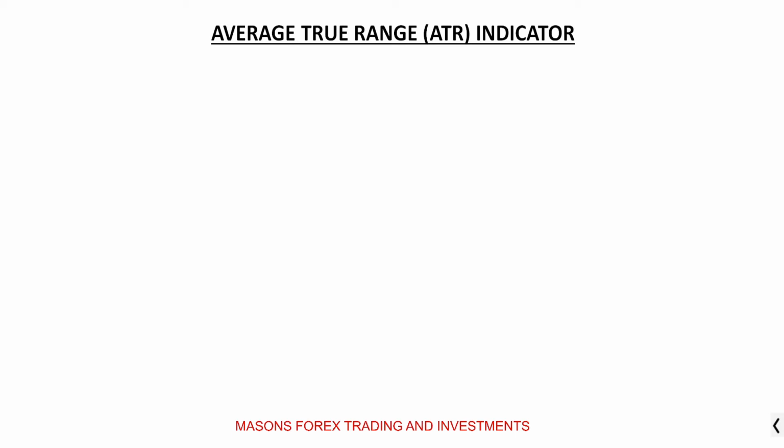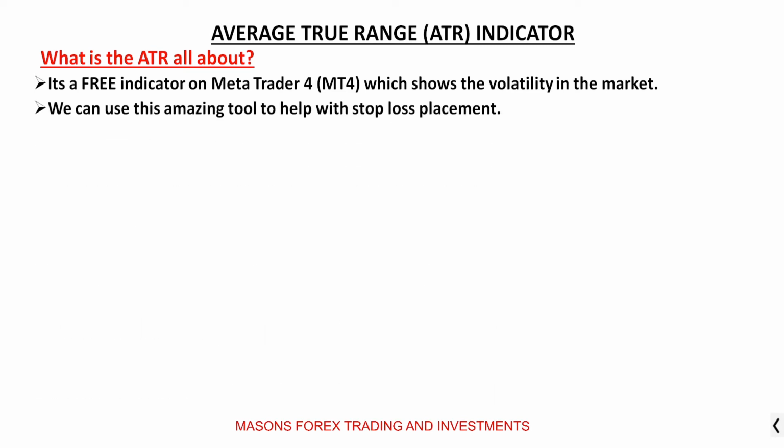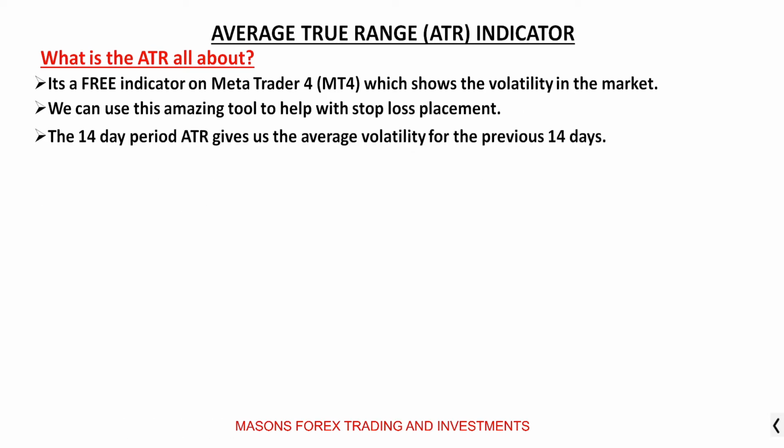So in today's video, we will be covering the average true range indicator. So what is the ATR all about? It is a free indicator on MetaTrader 4 which shows the volatility in the market. We can use this amazing tool to help with stop loss placement. The 14-day period ATR gives us the average volatility for the previous 14 days.